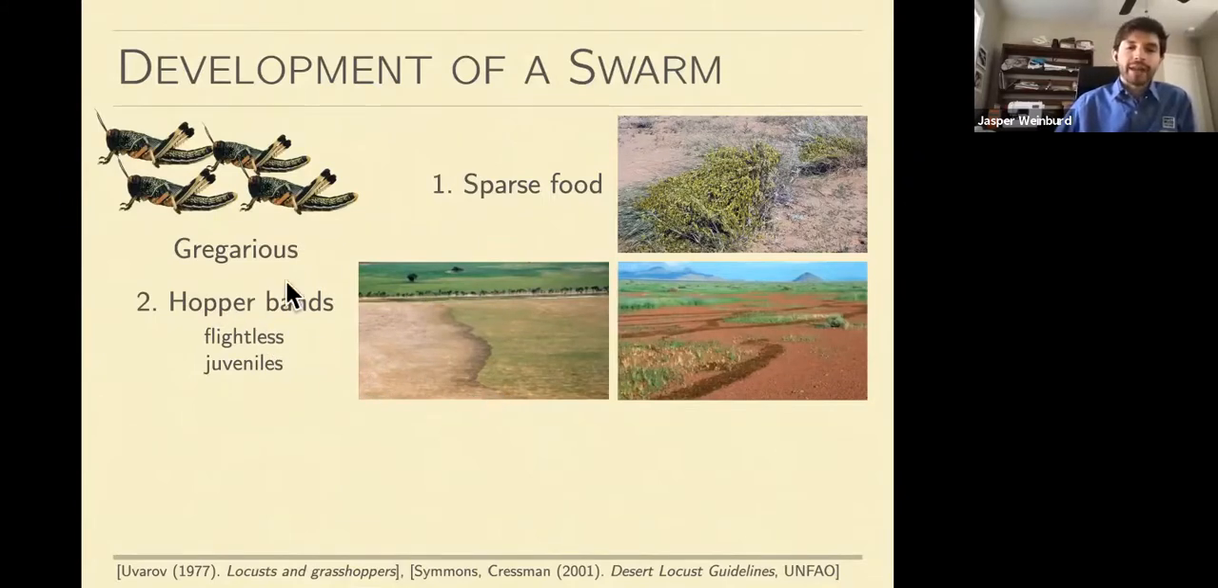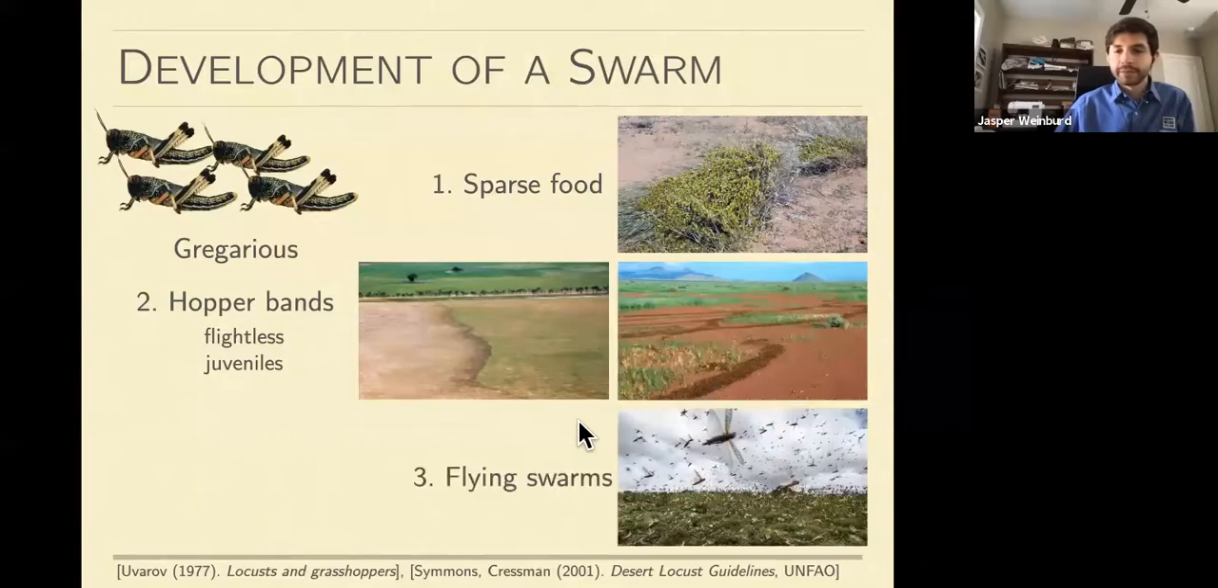Hopper bands is the name of this stage because the locusts haven't developed their wings fully yet. So these juveniles are marching across different landscapes as they migrate to better resources or eat their way across a field. And then, of course, the final stage is what parts of Africa are dealing with right now. And these flying swarms are the most devastating. And as we saw before, they can travel huge distances, even crossing bodies of water like the Red Sea.